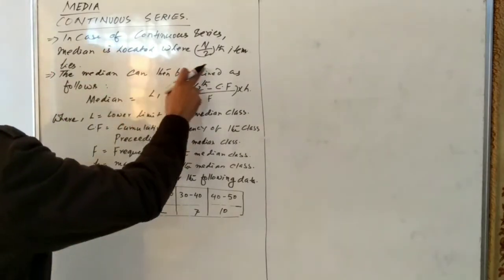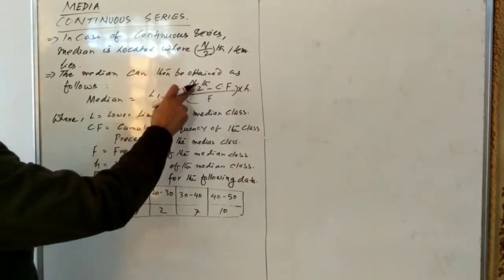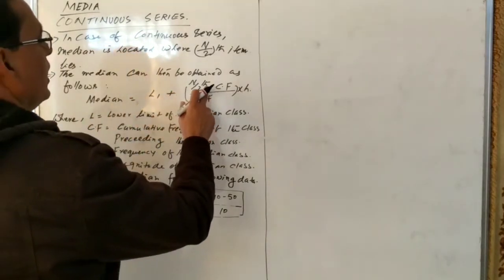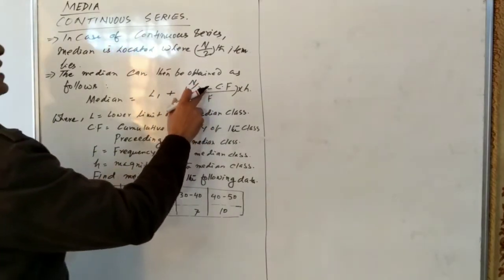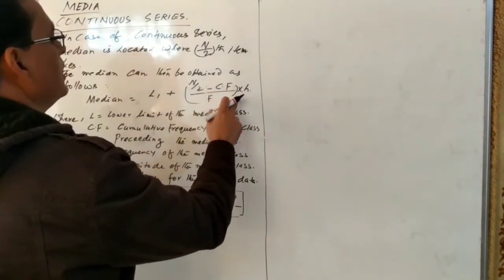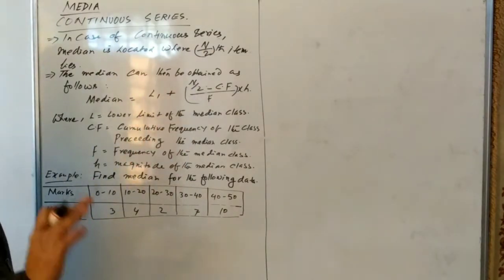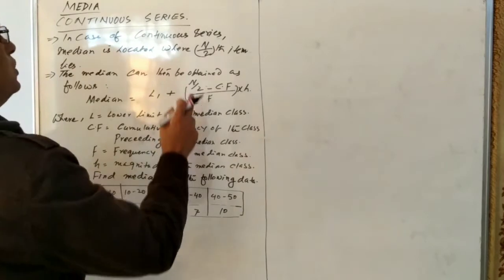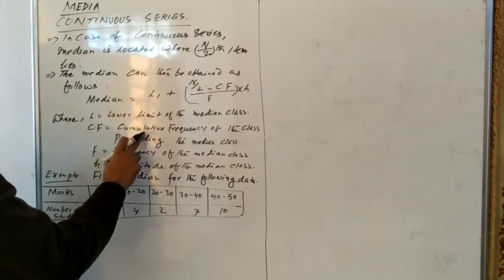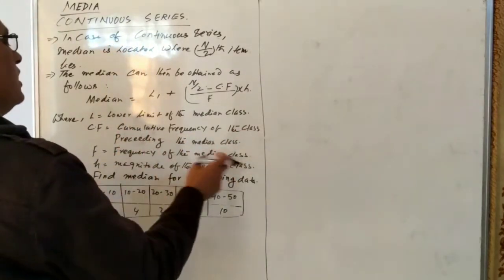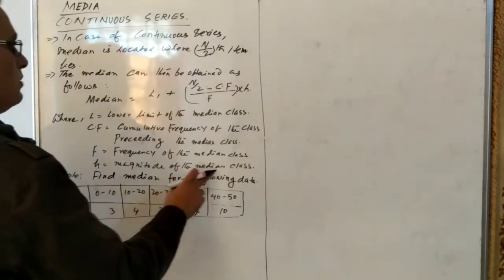The median can be obtained using this formula: Median is equal to L1 plus n upon 2 minus CF, divided by F, multiplied by H. Let us see what this is. N means the total number of frequencies. L means the lower limit of the median class. CF means the cumulative frequency of the class preceding the median class. F is the frequency of the median class. H is the magnitude of the median class.